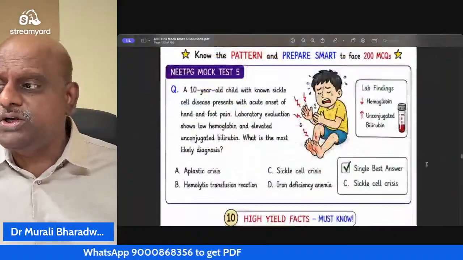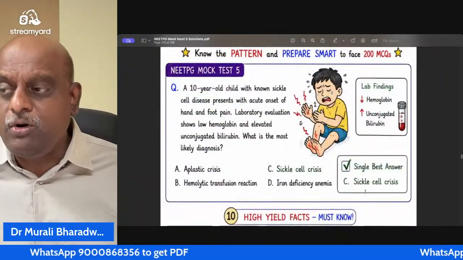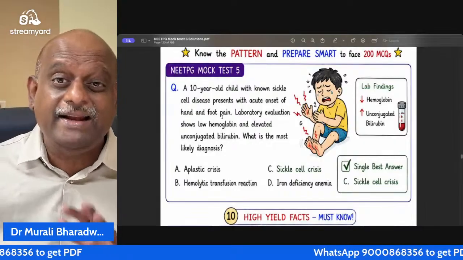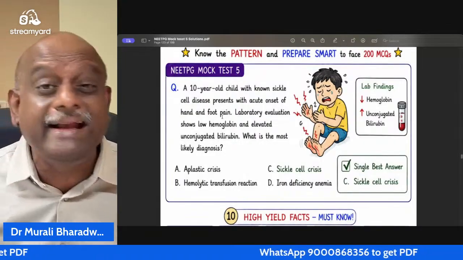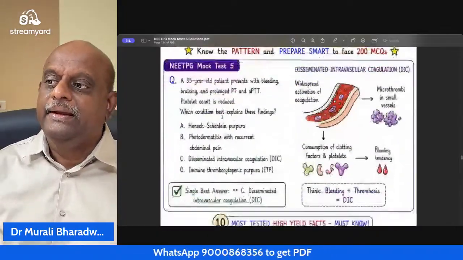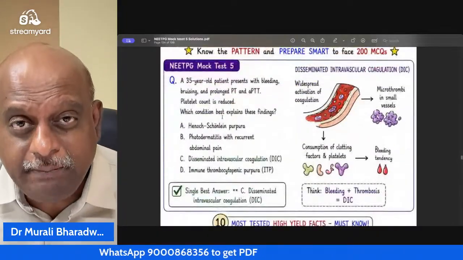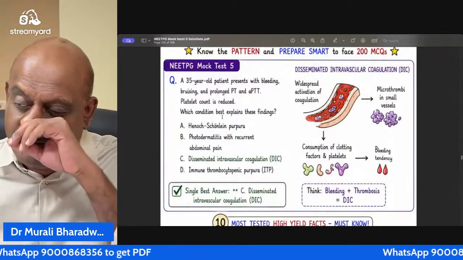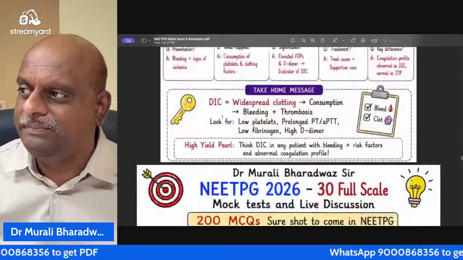A 10-year-old child, low hemoglobin, elevated unconjugated bilirubin, acute onset of hand and foot pain, which is called dactylitis, is the feature of sickle cell crisis. Prolonged PT and APTT with thrombocytopenia is the feature in disseminated intravascular coagulation.